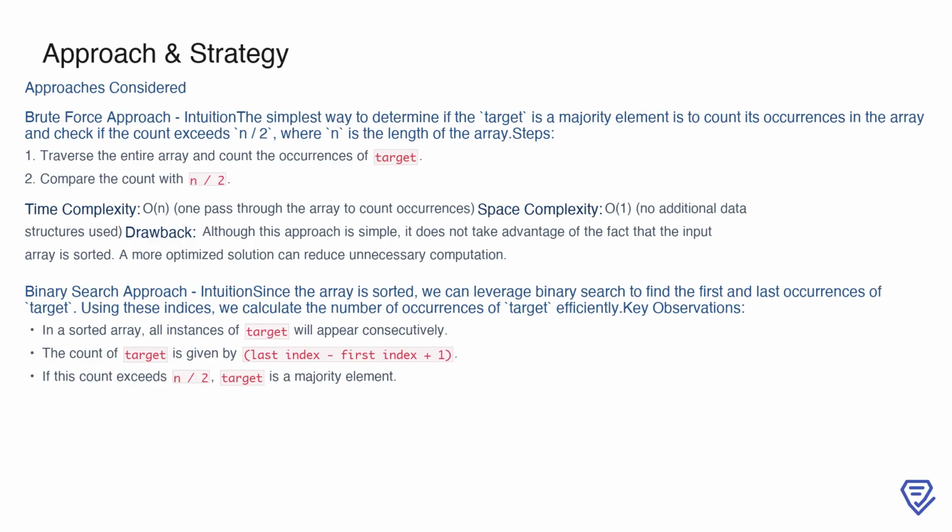This leads us to a more efficient solution, the binary search approach. By leveraging the sorted nature of the array, we can locate the first and last occurrences of the target element using binary search. These indices allow us to calculate the target's count efficiently, avoiding a full traversal. This is because, in a sorted array, all instances of the target will appear consecutively, so the count is simply the difference between the last and first indices, plus 1. If this count is greater than n/2, the target is a majority element. This approach is faster and more aligned with the problem's constraints.